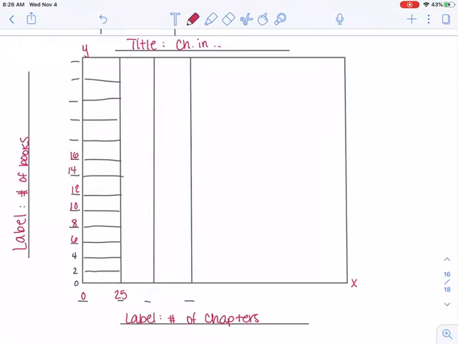12, 14, 16, 18, 20, 22, 24, and 26. So 25 is going to be halfway between 24 and 26, and we're going to shade that in there. And once we color this all the way down, that is how we plot on our histogram that there were 25 books that had between 0 and 25 chapters.